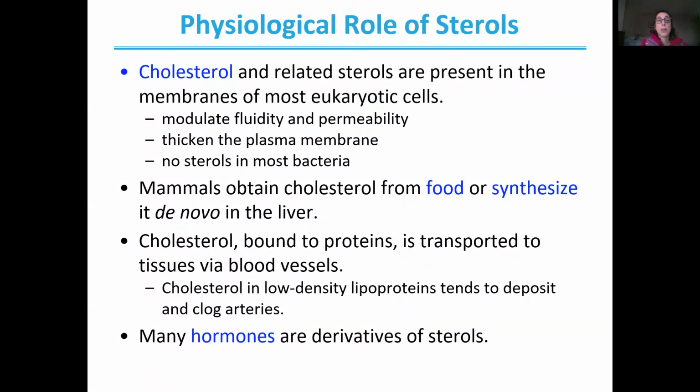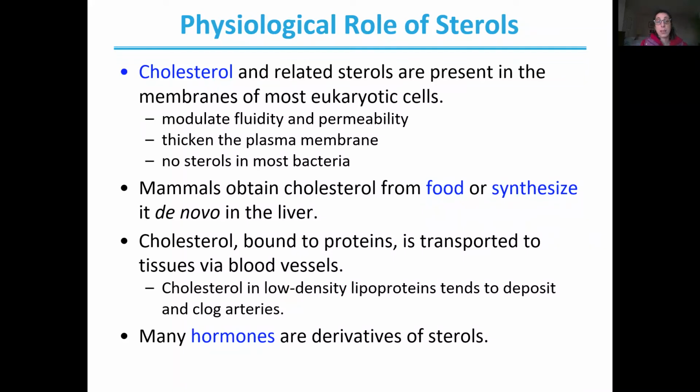Again, cholesterol and its related sterols are present in the membranes of most eukaryotic cells. And in a membrane setting, they help modulate the fluidity. They usually thicken the plasma membrane because they are very rigid. Interestingly, bacteria do not use cholesterol in their membrane. So this is another difference between bacteria and eukaryotic cells, the use of cholesterol in the actual cell membranes.